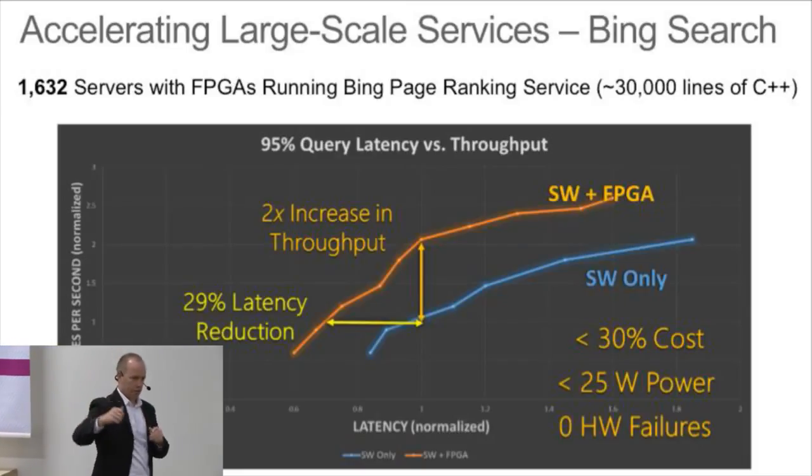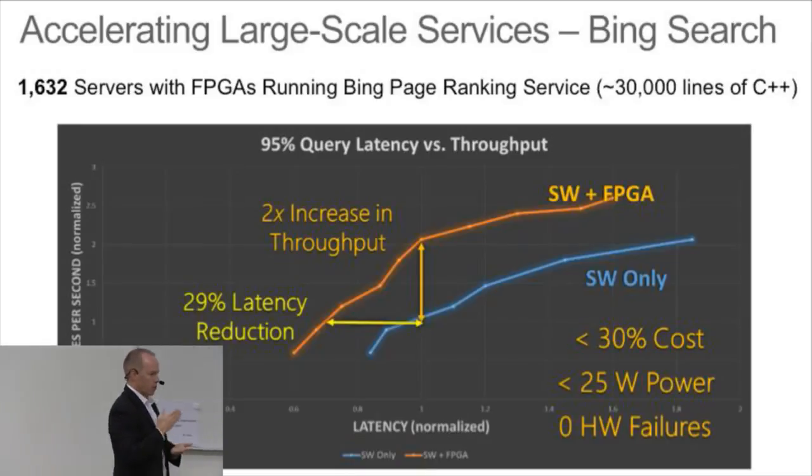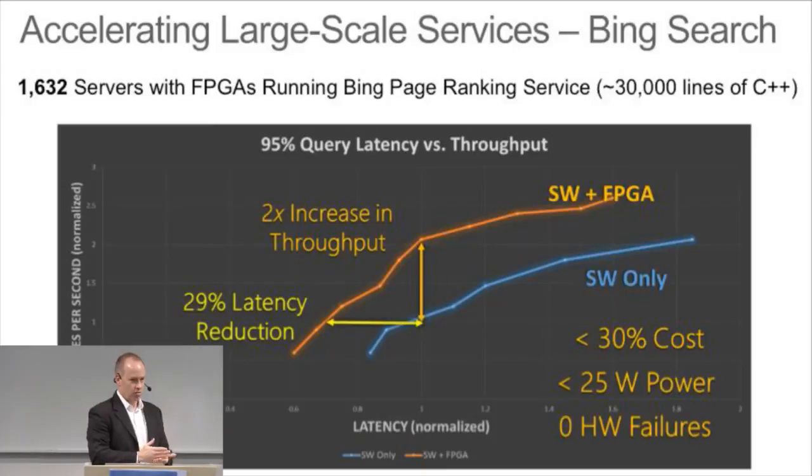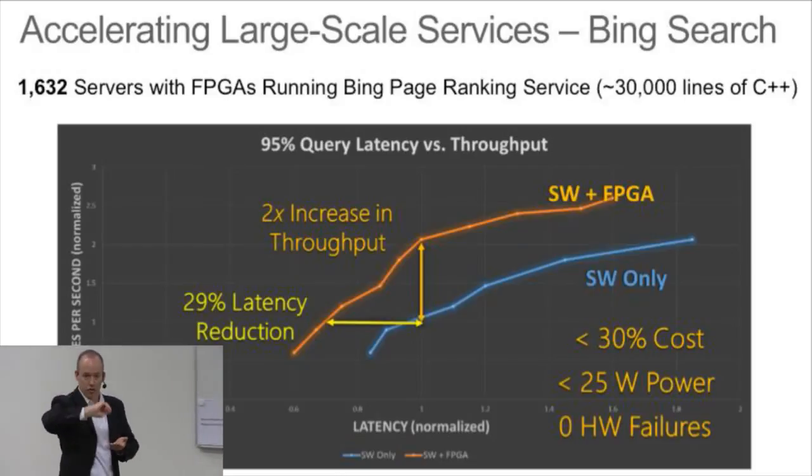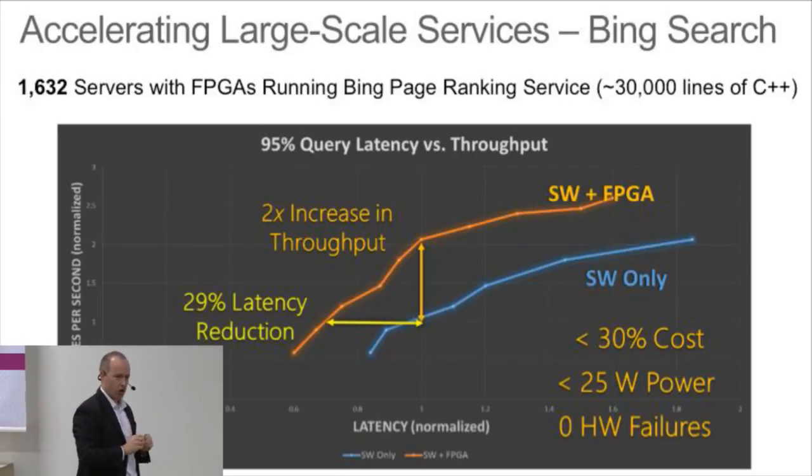Of course, as you go up on the y-axis, as you turn up the throughput, your latencies start to increase. And because this is a real-time service, you have a bunch of SLAs, or service level agreements, that say my average query will only be so slow, my 95th percentile slowest query will be this latency or better, my 99th percentile slowest query will be this latency or better. So you have a distribution that you need to meet. And they work very, very hard to meet that distribution.